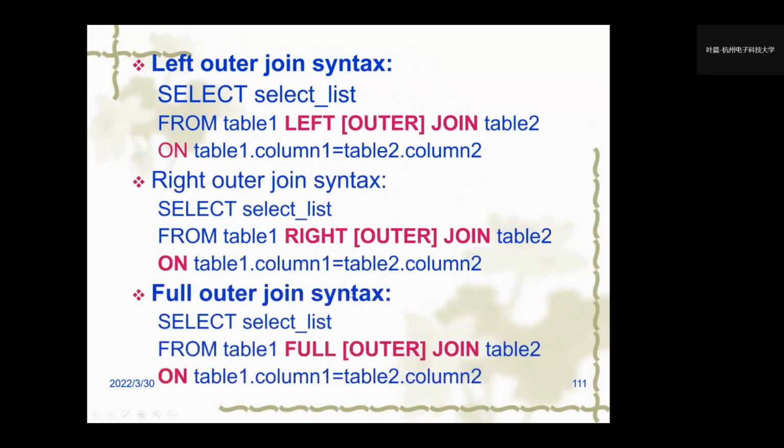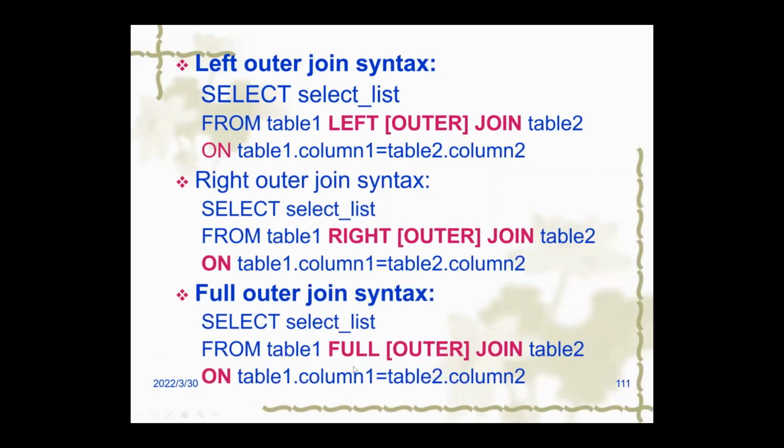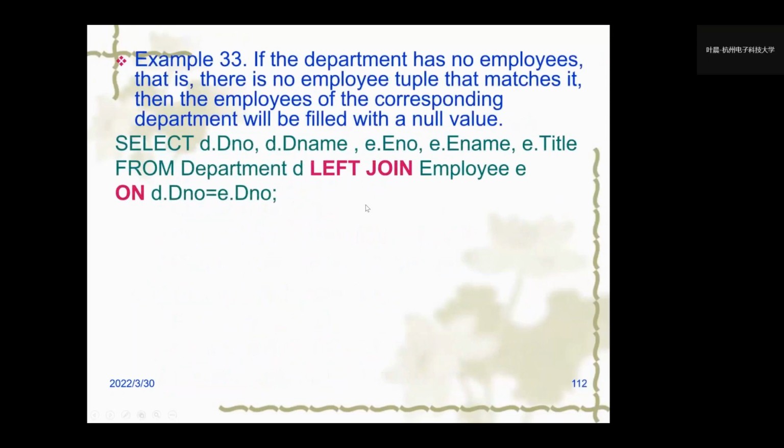And we have shown the syntax of all these joins. We can see the difference. The difference is that we use these different kinds of outer join to join two tables. And here I gave an example to show what the difference is.